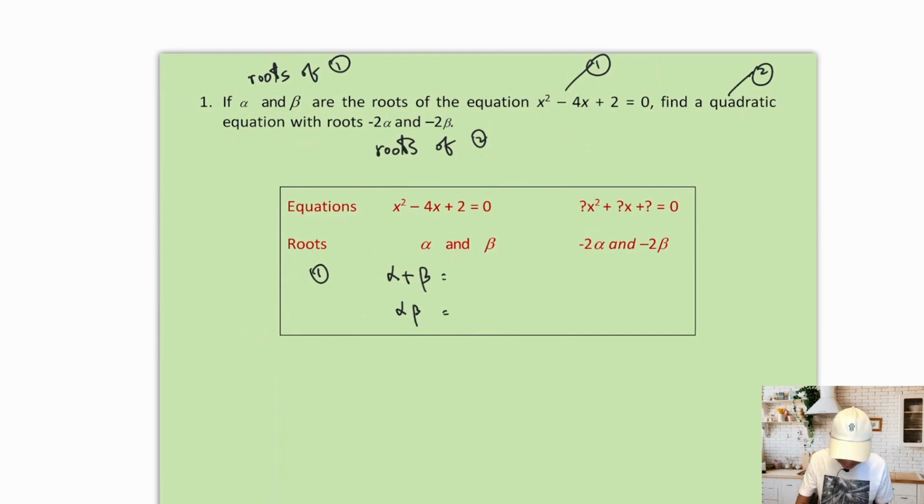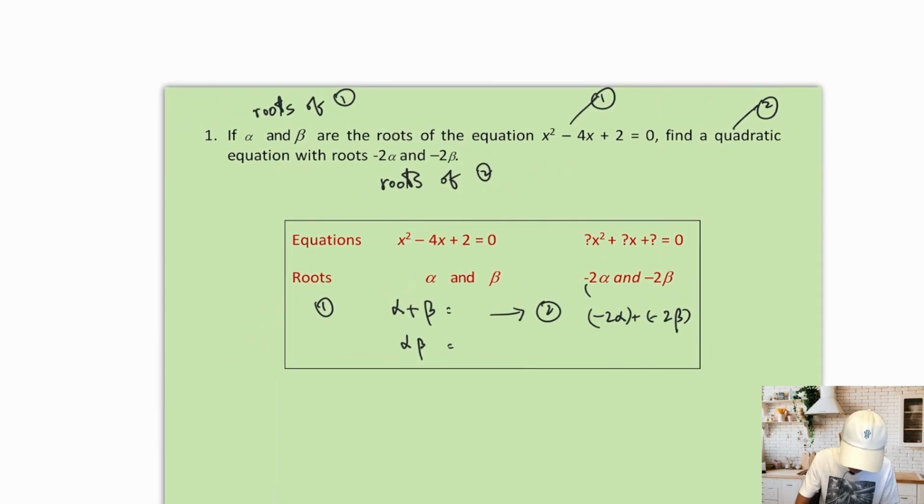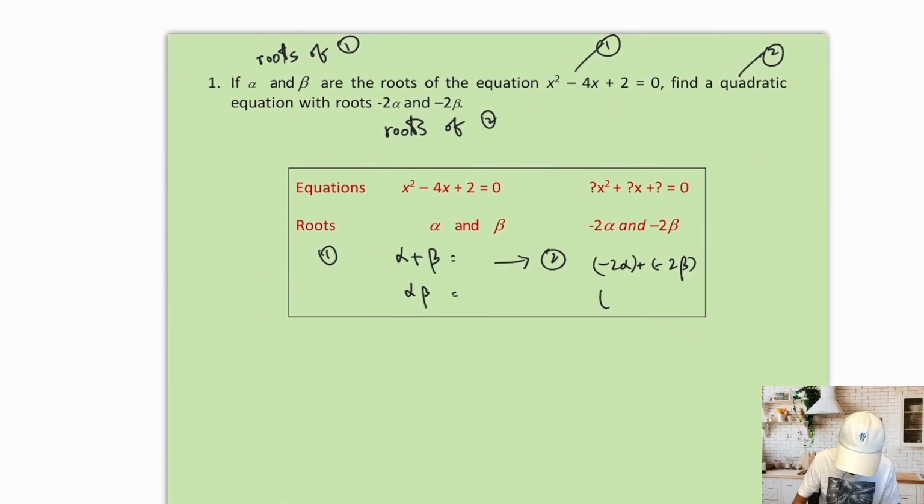Okay, and then the second step, we need to find out the sum of roots and the product of roots of the second equation. That is negative 2 alpha plus negative 2 beta, the sum of roots of the second equation, and of course we need to find the product of roots once again of the second equation. We have the values from the left hand side, so theoretically we should have some numerical value of these two and have the value of both of them.